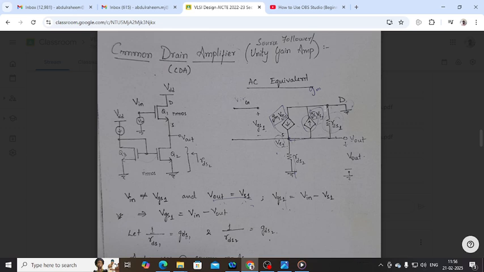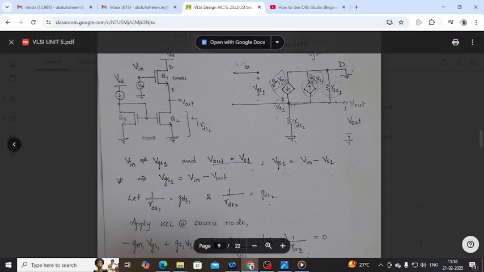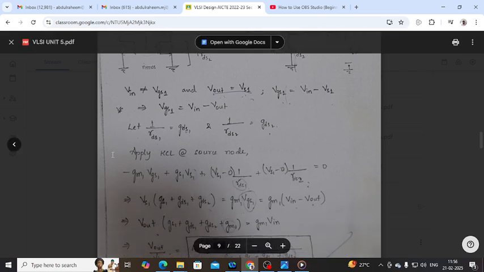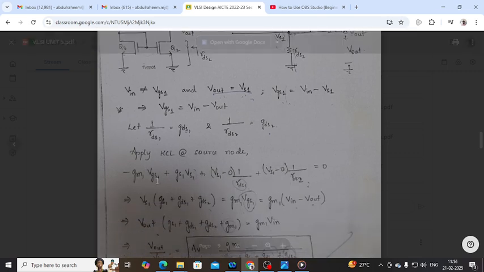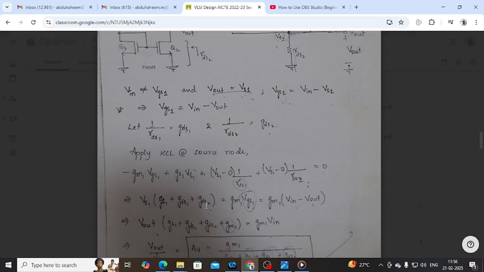You had 1 by RDS, so I can take 1 by RDS1 plus 1 by RDS2. So when I was taking this, VS1 is there. So I can take this part as 0 and this part as 0. So RDS1 and RDS2. So finally I can write VS1 as commonly taken GS1 plus GDS1 plus GDS2.